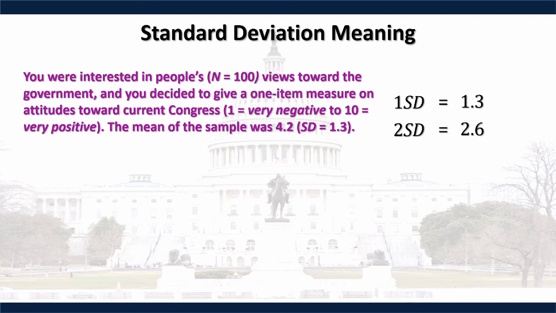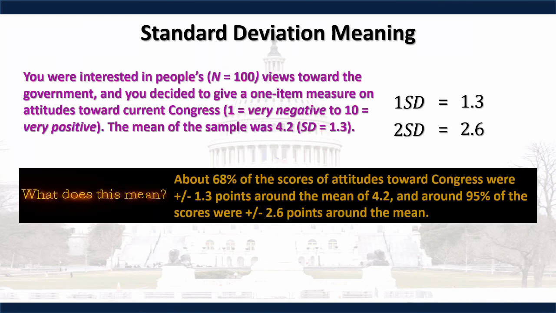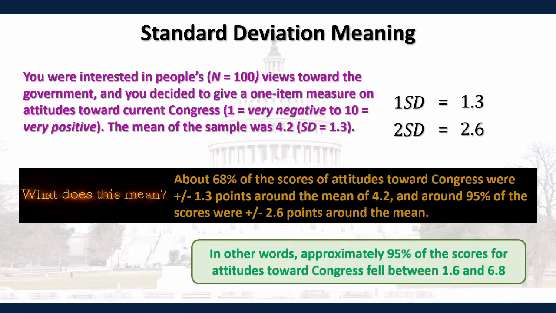So what does this mean in the grand scheme of things? It means that about 68% of your sample scored within plus or minus 1.3 points around the mean of 4.2, and it also means that about 95% of your sample's attitudes towards Congress were within plus or minus 2.6 points around your mean of 4.2. In other words, 95% of the ratings on Congress of your sample fell between 1.6 points and 6.8 points, assuming that the distribution was normal.